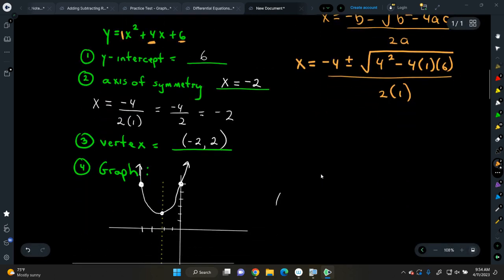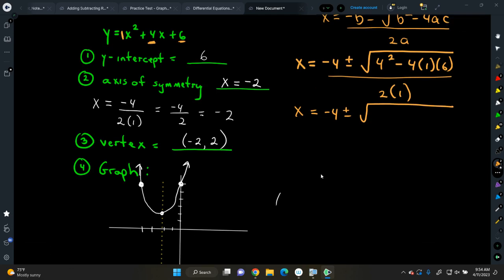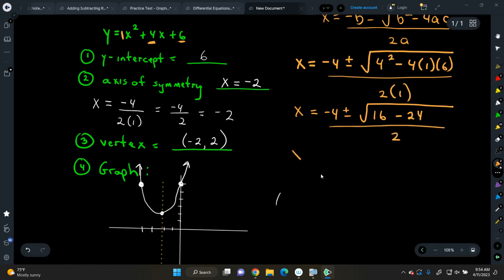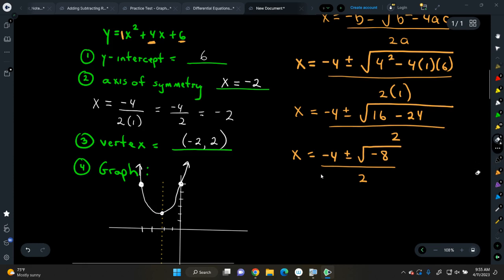Okay, so let's finish working through this. x equals negative 4 plus or minus. Notice I always simplify what's inside the square root first. That's my first job. 16 minus 24 over 2. So x equals negative 4 plus or minus the square root of negative 8 over 2. Okay, I have a problem. What's the problem?